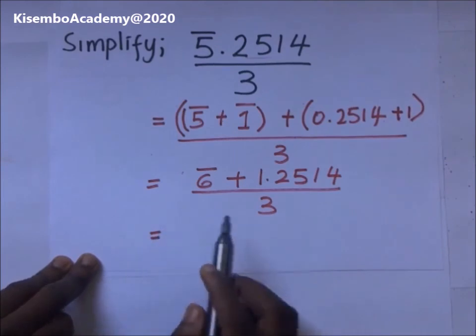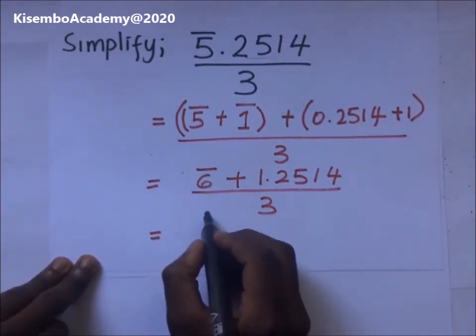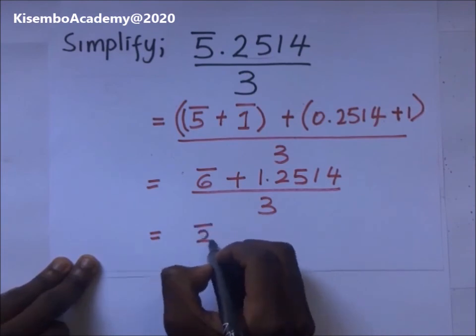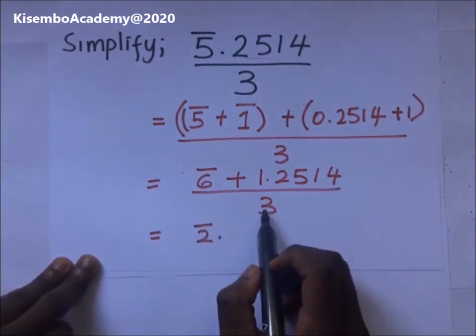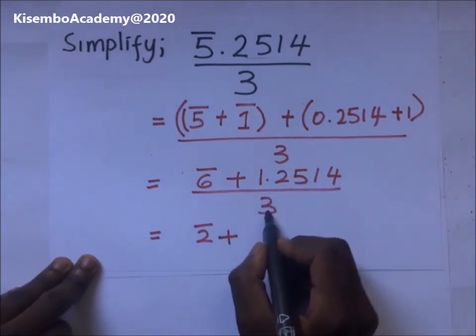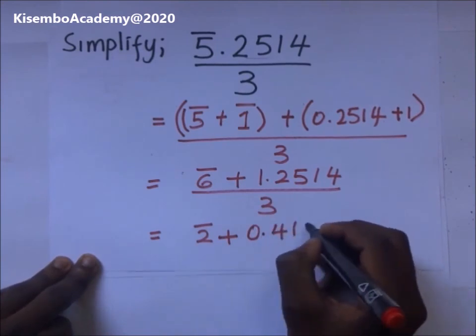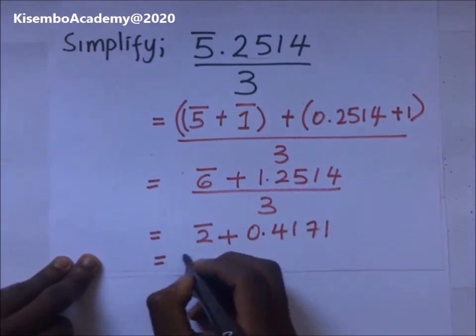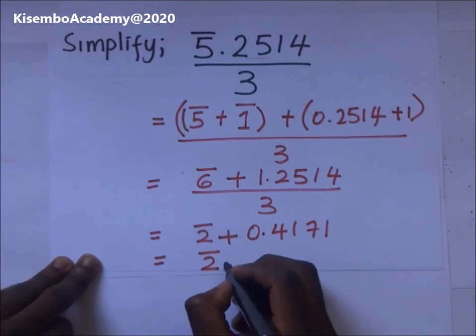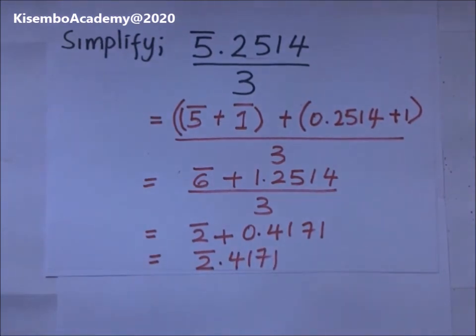And of course here 6 bar divided by 3 is going to be 2 bar. Then 1.2514 divided by 3 is going to give us 0.4171, and our answer is going to be 2 bar 0.4171, and that is our answer.